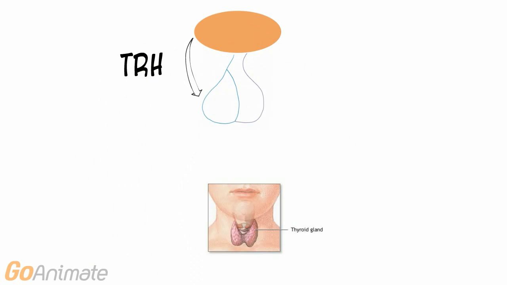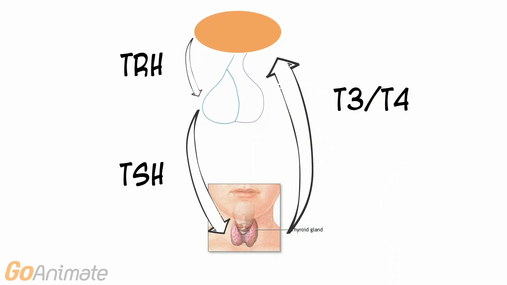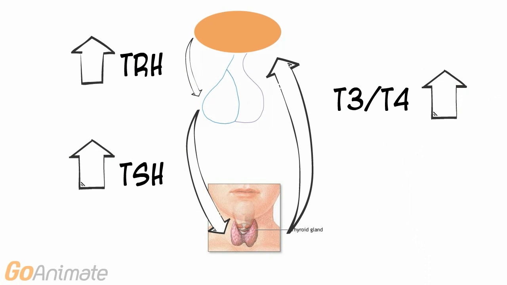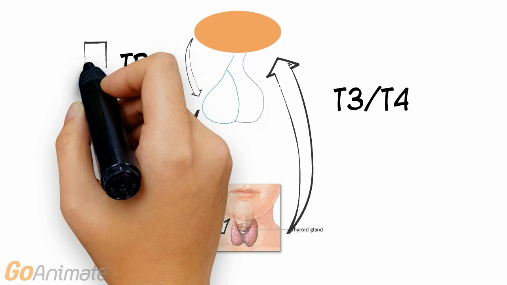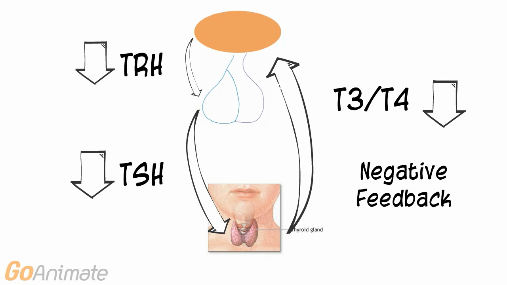All of these thyroid hormones are regulated by a feedback mechanism. An increase in TRH levels causes an increase in TSH, which causes T3 and T4 to increase. When T3 and T4 increase too much, then TRH and TSH levels decrease. This is known as negative feedback.